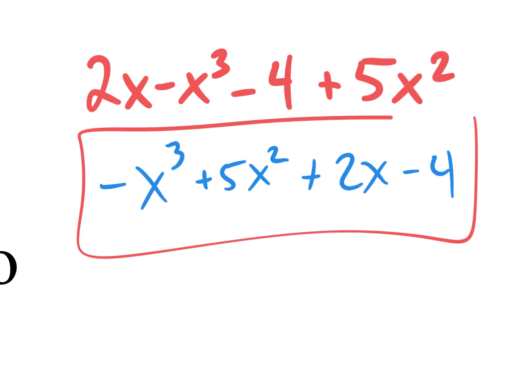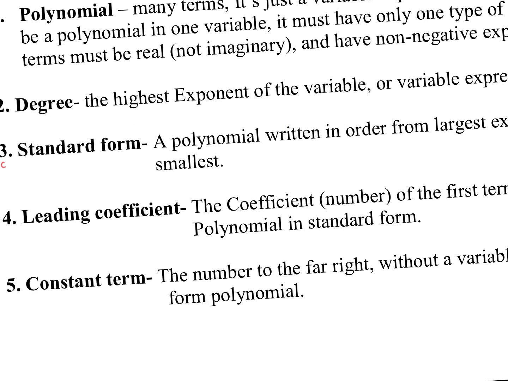Great. So normally, if this were a regular day, if we weren't behind, I'd tell you all this vocab and then give you some problems like, hey, rewrite this in standard form. And then I would ask you, what is the degree? You would say the degree is 3. And then I would say, what's the constant? You would say the constant's negative 4.